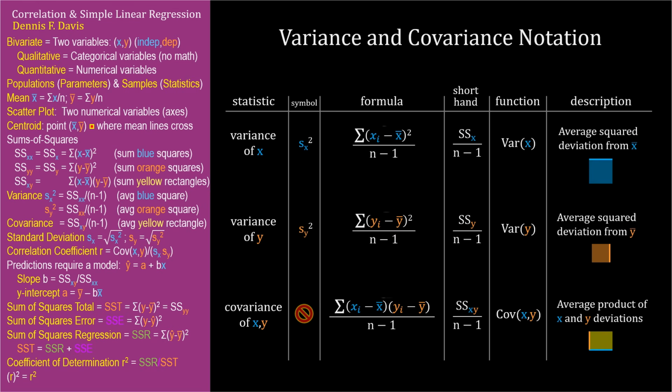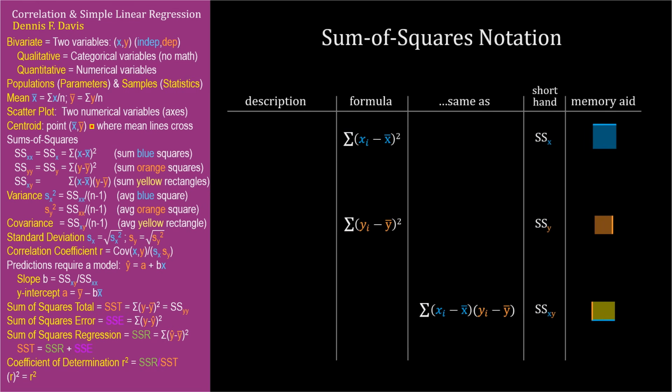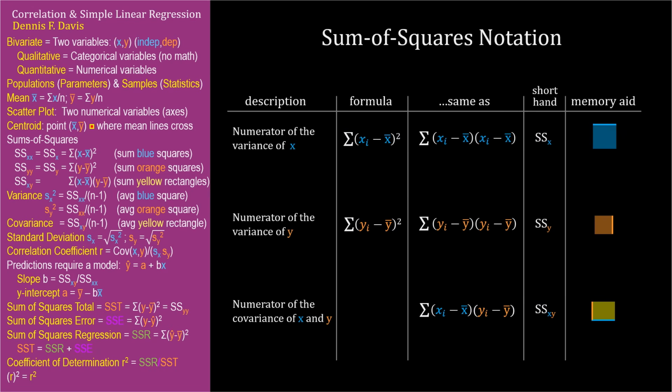Now, I want to dive a little deeper into the numerators of these statistics, the sum of squares parts. The shorthand for the numerator of the variance of x is SS sub x, which is shorthand for sum of squared x differences, x minus x bar. The memory aid is a blue horizontal line denoting x minus x bar. Then we square it. And it's exactly the same for the numerator of the variance of y.